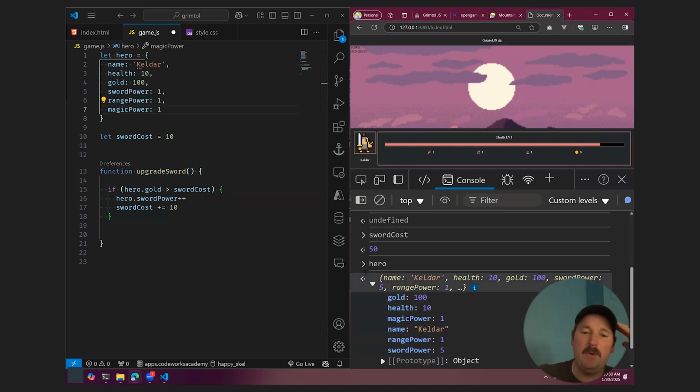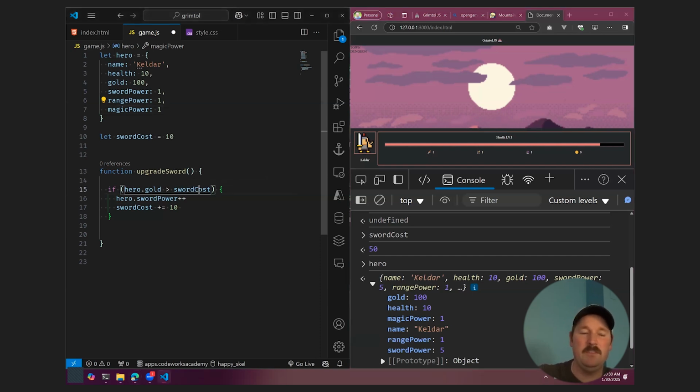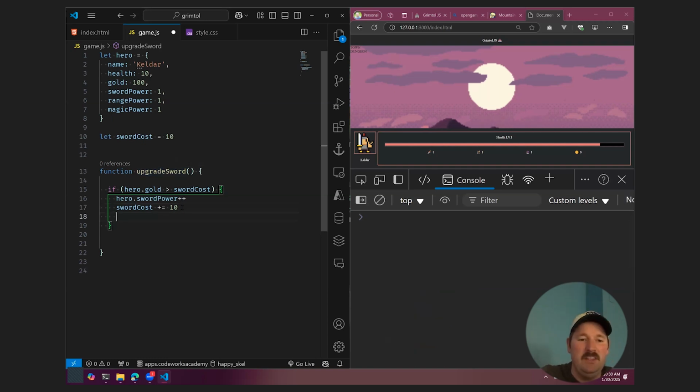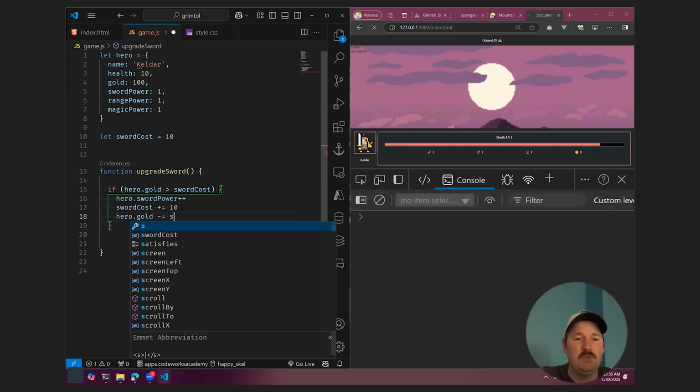And again, you have to remember the computer would have no way of knowing that your gold should be deducted by the amount of the sword cost. The computer doesn't understand the concept of a purchase. It depends on you, the developer, to do all of those things. So should I do this? Hero.gold minus equals, let's make it go down by the sword cost.